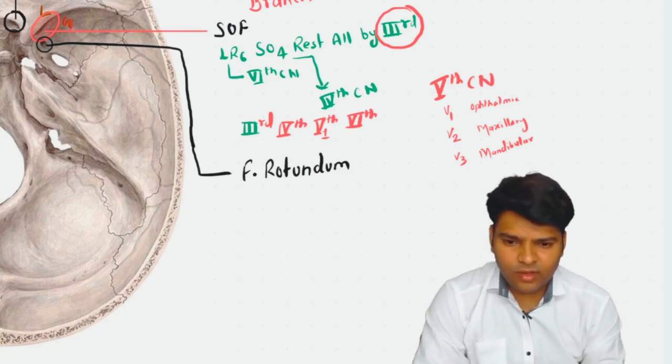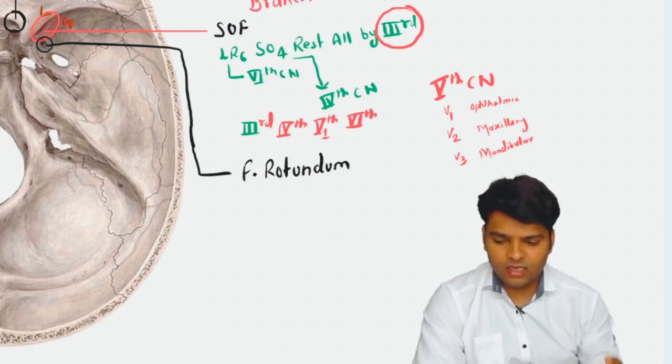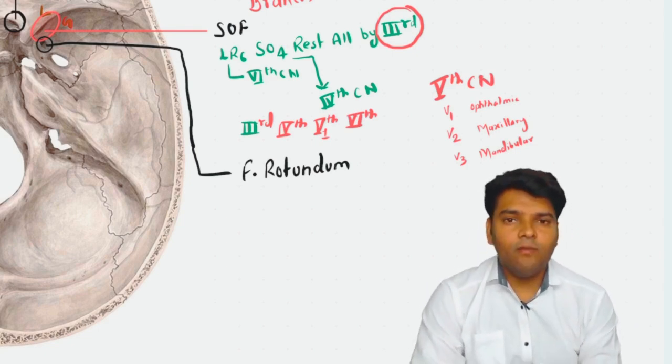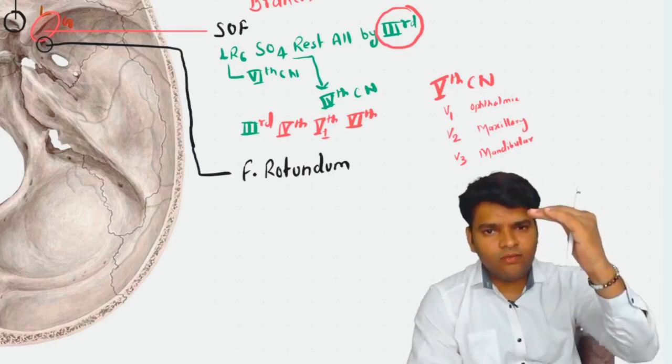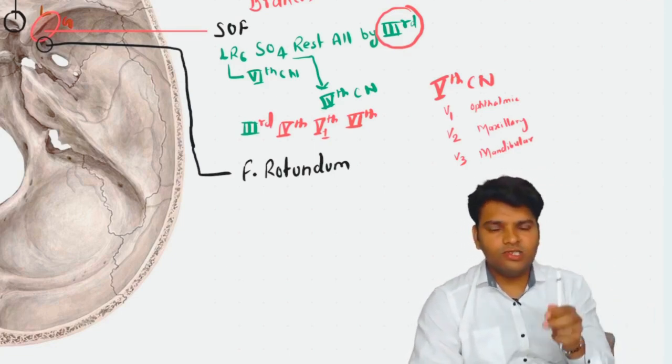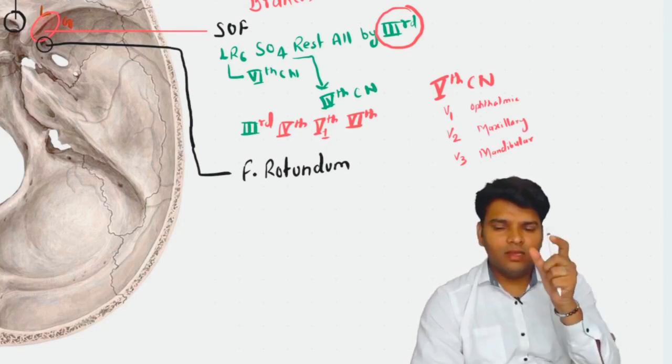And which structures pass through the foramen rotundum? I will write from the right here. I have already told you that all these things are present in a very good sequence, in a very good pattern.